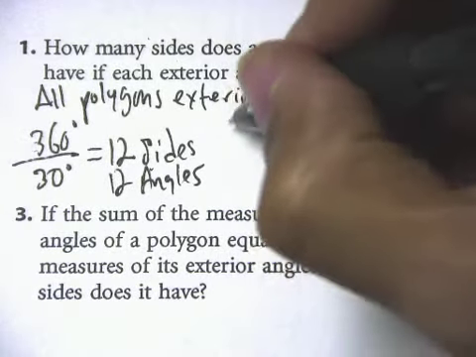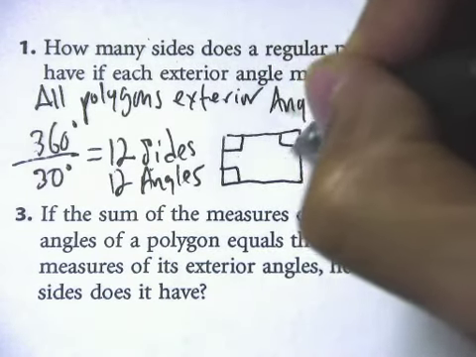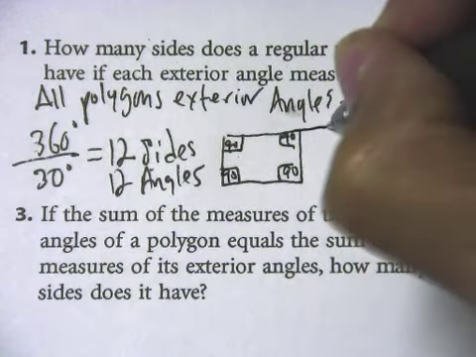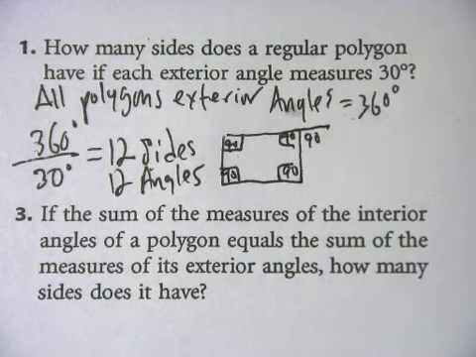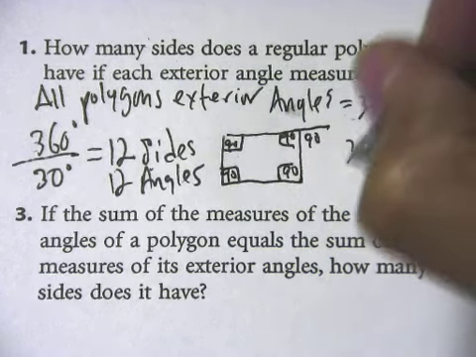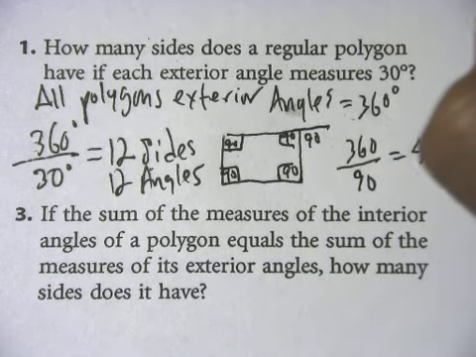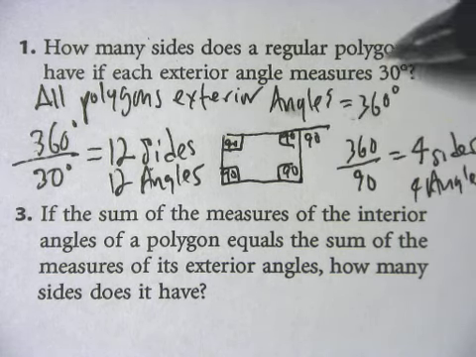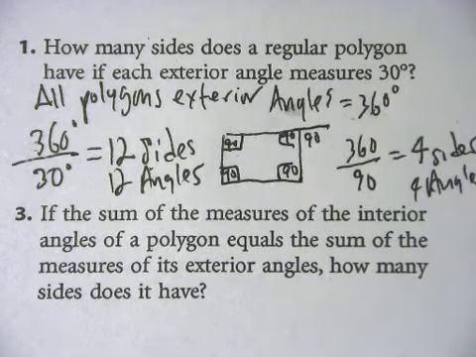For example, take a triangle. Take a quadrilateral, which you know has all 90-degree angles. These are 90, these are 90, these are 90, and these are 90. Well, you know that these are linear pairs. So if I tell you that a polygon has an exterior angle of 90 degrees, how many sides does it have? Well, all of the exterior angles come out to 360, so 360 divided by 90 gives you 4 sides and 4 angles. So all you have to do is take 360 and divide it by 30, and it tells you how many sides you have.